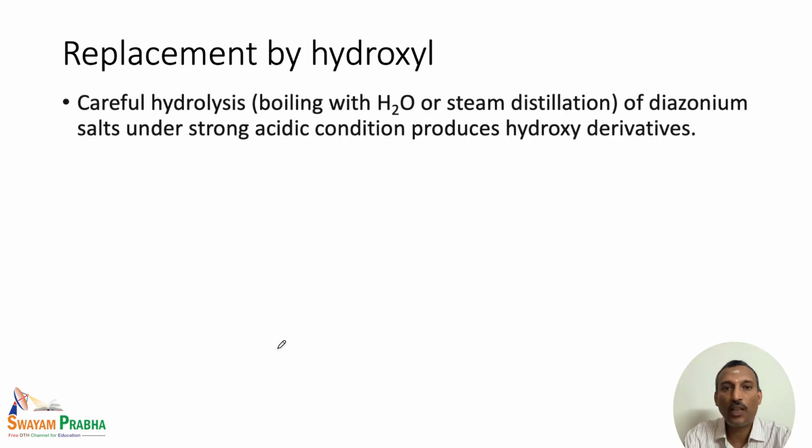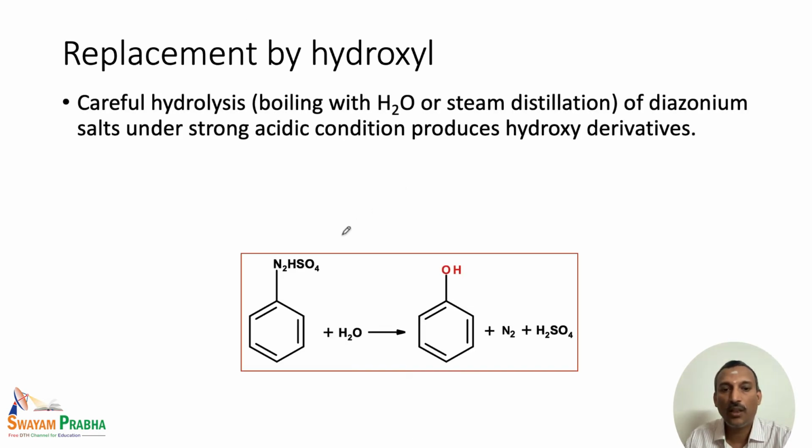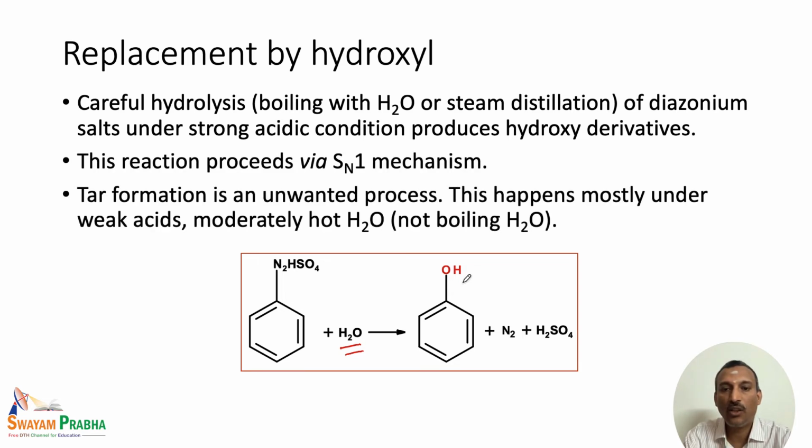The first one is the replacement by hydroxyl. Here the diazonium salt is treated with water. As we mentioned, this is under acidic conditions. Under acidic conditions, either boiling with water or steam distillation of the diazonium salt gives the corresponding hydroxy derivative. Basically, the phenolic derivatives are formed. This reaction actually proceeds via SN1 mechanism, because, as we have mentioned, this leads to the formation of phenyl cation. That is one of the very rare cases where the aromatic system has a positive charge.